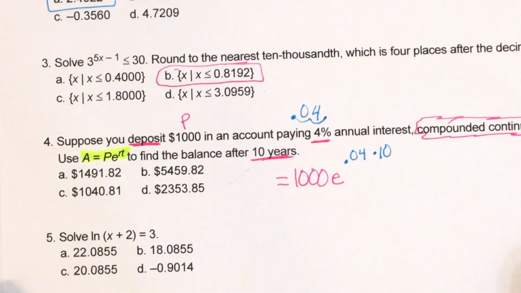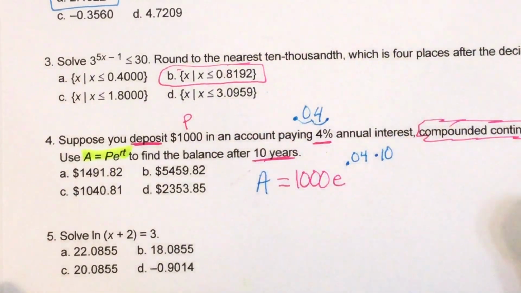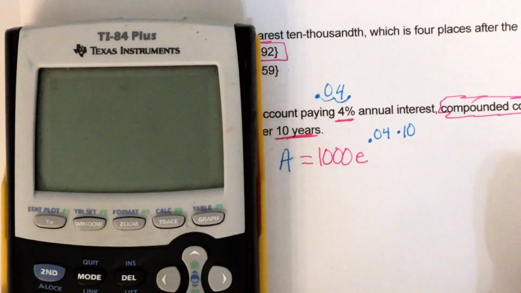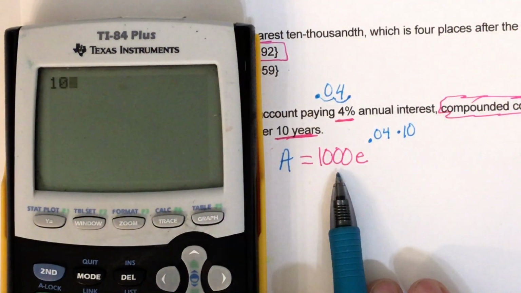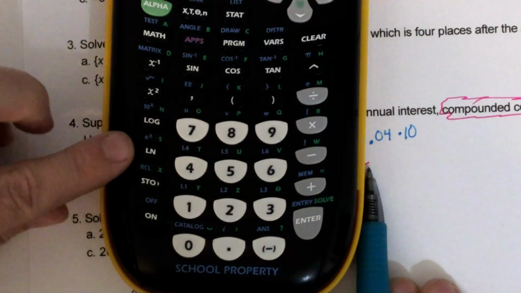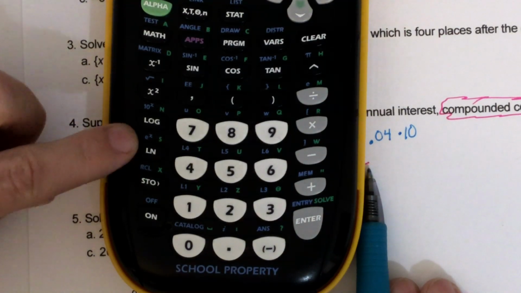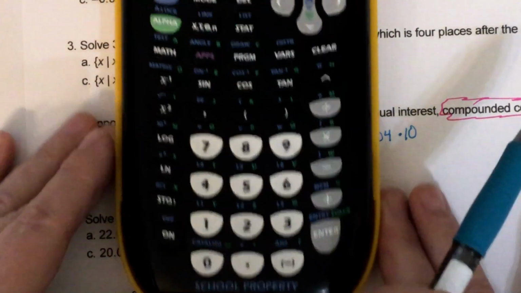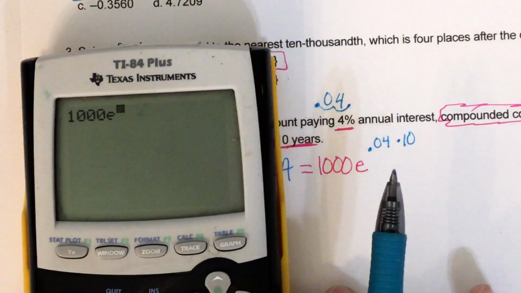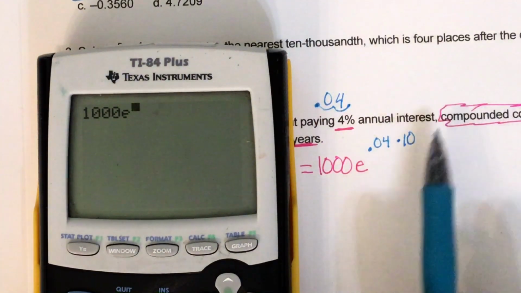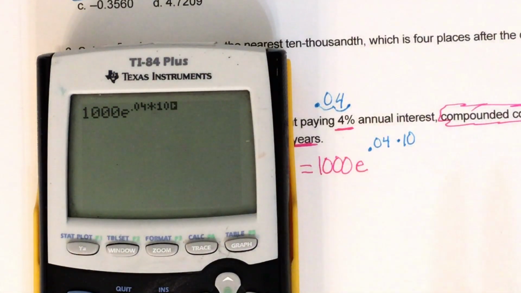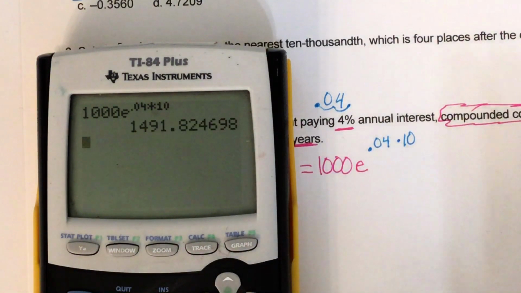Okay, and that will give me the amount I have in my account after 10 years. So pretty easy peasy. In my calculator, I type the 1,000. Then I need the e. Above ln, which stands for natural log, in blue, is e to the x. So we have to go second ln, and that pops up our e. And I'm raising that to the 0.04 times 10. And I hit enter, and that's going to be my answer.